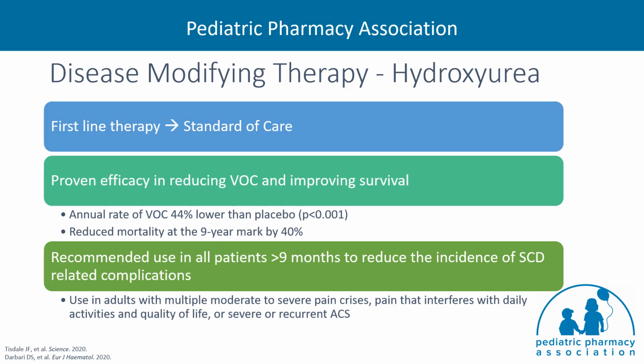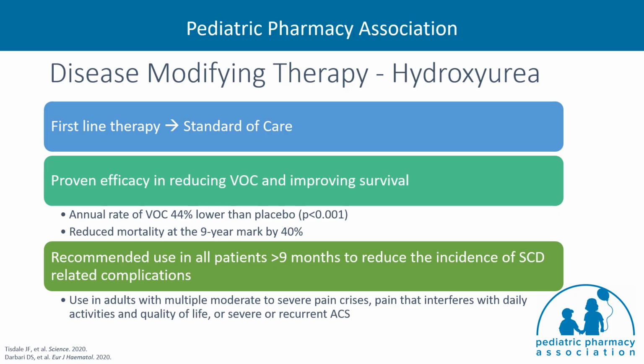When we think about our disease-modifying therapy, so more treatment, but also prevention of some of those vaso-occlusive episodes, hydroxyurea is standard of care and first-line therapy for all patients. It has proven efficacy in reducing vaso-occlusive episodes and improving patient survival. So the annual rate of a vaso-occlusive episode was found to be 44% lower than placebo and reduced mortality at the 9-year mark by 40% in patients.